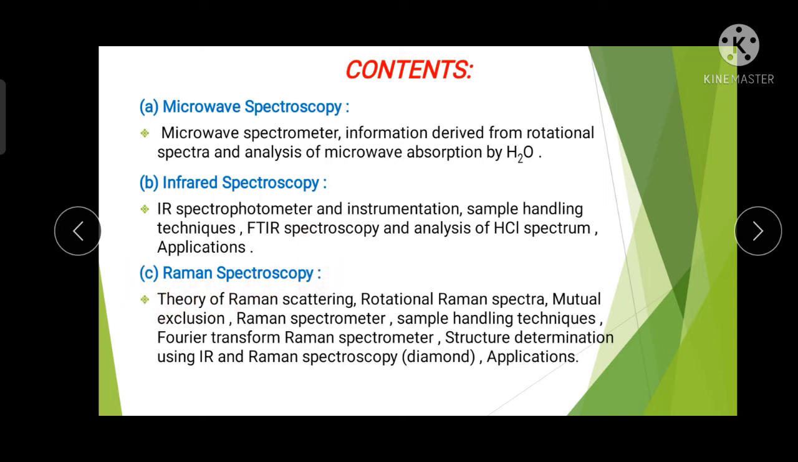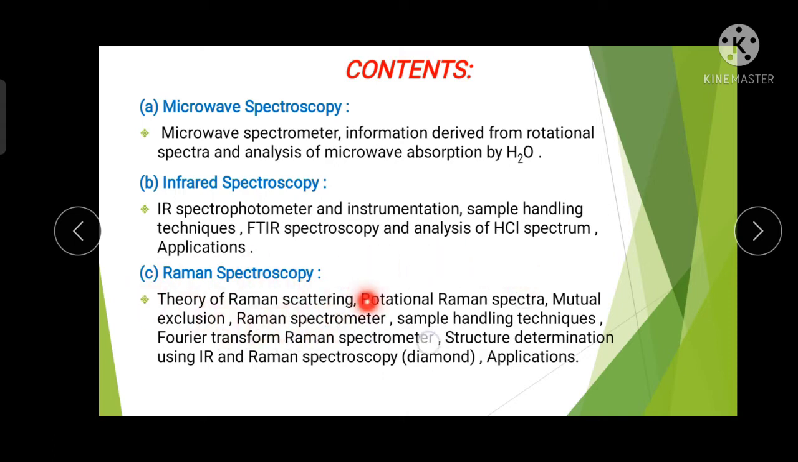Now the third spectroscopy is Raman spectroscopy. Its topics are theory of Raman scattering, rotational Raman spectra, mutual exclusion, Raman spectrometer, Raman sample handling techniques, Fourier transform Raman spectrometer, and structure determination using IR and Raman spectroscopy of diamond particularly, and its applications. All those points come under Raman spectroscopy. Raman spectroscopy depends on the scattering phenomenon, and here we study the theory of Raman scattering. There are different lines: Rayleigh lines, Stokes lines, anti-Stokes lines. All those things come under the theory of Raman scattering.